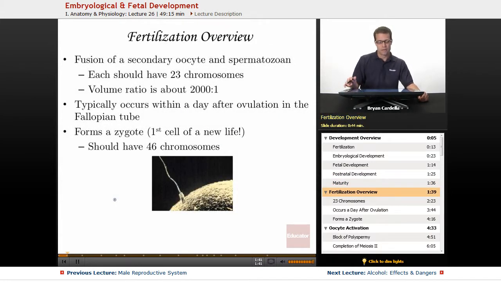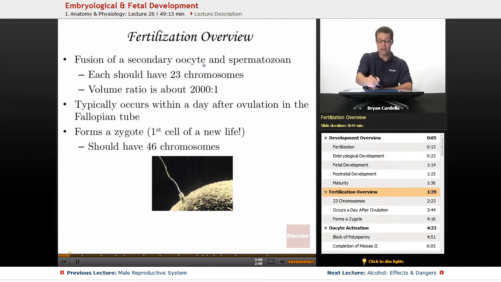Fertilization overview. So how does fertilization actually occur? What are the details? It's fusion of a secondary oocyte and a spermatozoan, or spermatozoa. Secondary oocyte, if you saw the female reproductive system lesson, that comes from what's called an oogonium. That's kind of like the stem cell that makes eggs. And the secondary oocyte is a more technical term rather than just calling it an egg or an ovum.